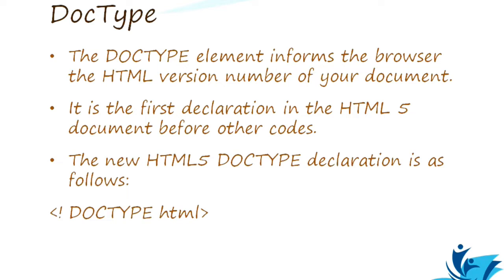Doctype. The doctype element informs the browser of the HTML version number of your document. It is the first declaration in the HTML5 document, before other code. We type the doctype code at the start of our coding. The new HTML5 doctype declaration is as follows: a bracket and an exclamation sign, and type DOCTYPE in capital letters and then html, and close the bracket.